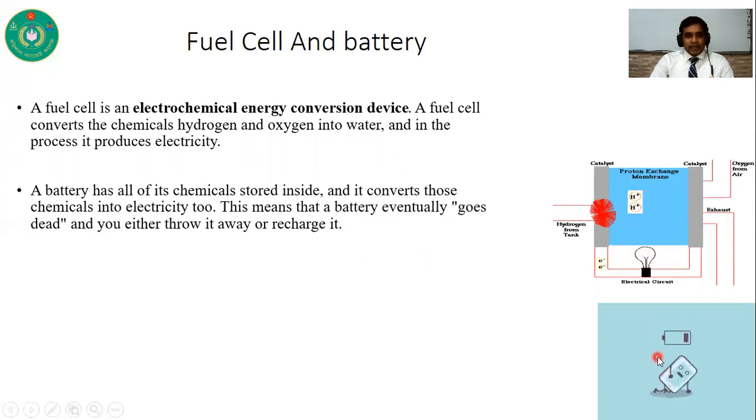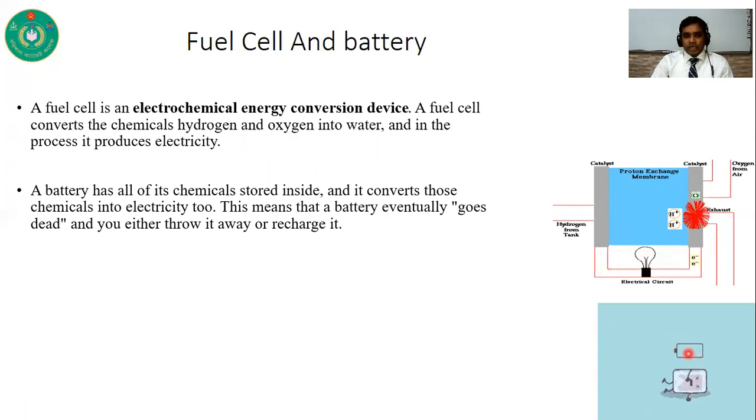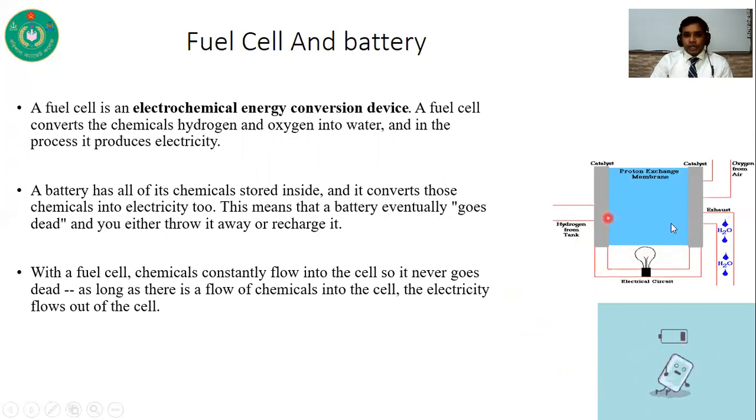But in the case of a battery, a battery has all of its chemicals stored inside, and it converts those chemicals into electricity. So this means that a battery eventually goes dead, and you either throw it away or recharge it. But with a fuel cell, chemicals continuously flow into the cell, so it never goes dead. As long as there is a flow of chemicals into the cell, electricity flows out of the cell.